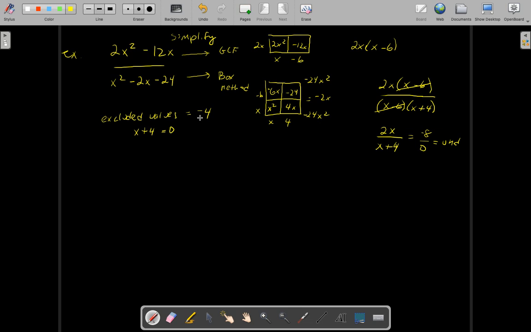So you want to be able to mention that the excluded value would be negative 4 in this situation. Any other value of x that's plugged in will give you an answer, and that's what you're looking for. Okay, so that's number 1. That's a problem that you'll have to do.